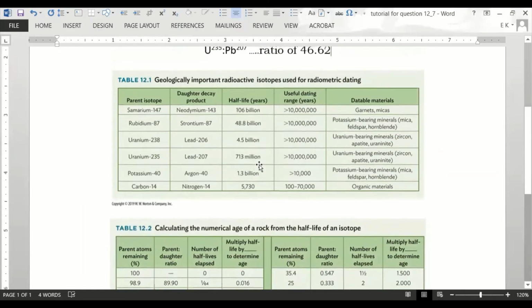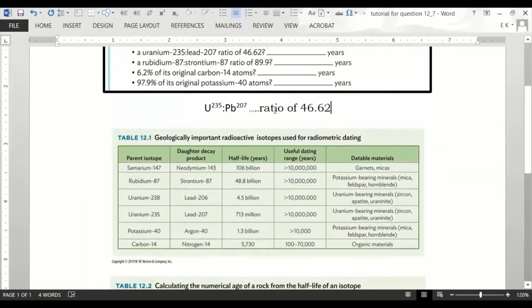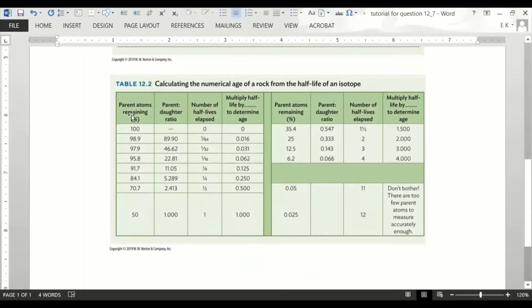So the question tells us that the ratio is 46.62. So we're talking about the ratio. So you go down the column and here's 46.62. That tells us that 1/32 is the number of half-lives that have elapsed. And it says multiply the half-life by 0.031.